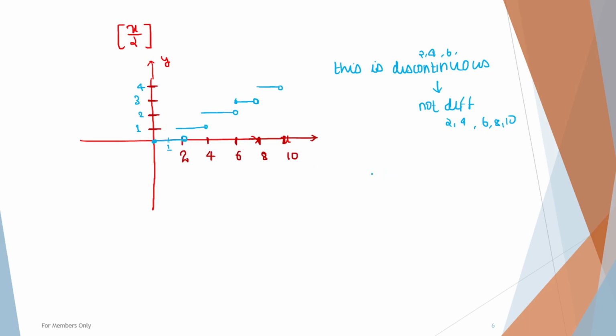Okay, so from here we can generate one conclusion. [x/2], when x is even, for example x equal to 2, its value is 1, so it will be equal to x/2. When x is odd, let us suppose x is equal to 3, it will give 1.5, and the greatest integer of 1.5 is 1, so that means it is equal to (x minus 1)/2.